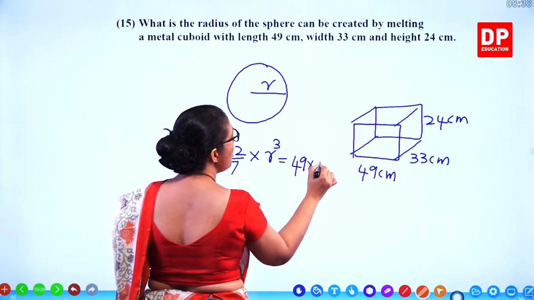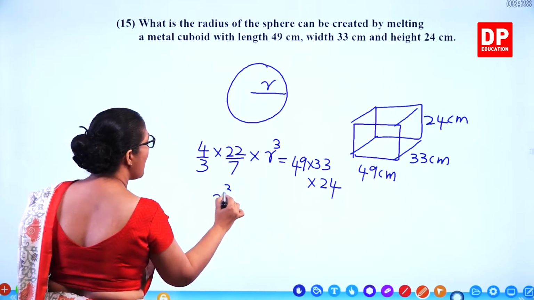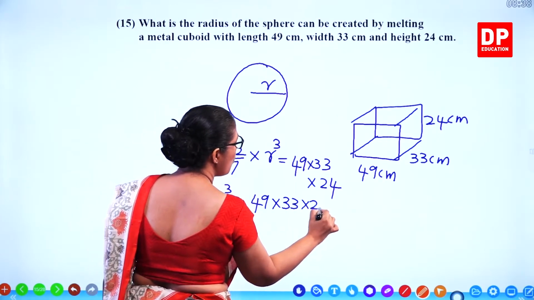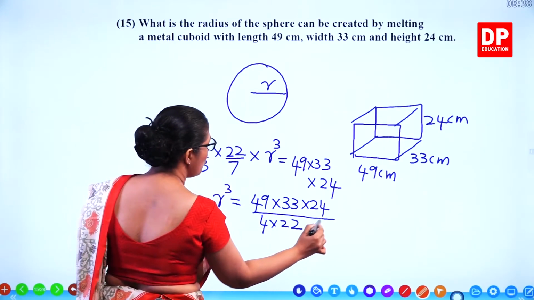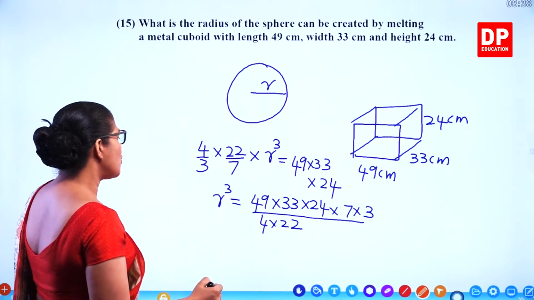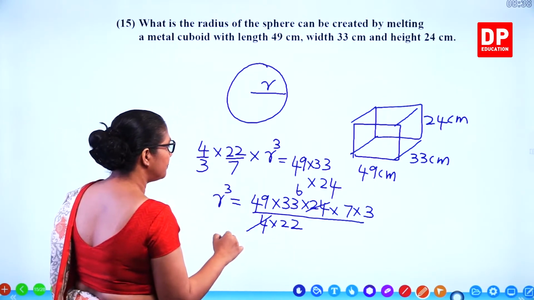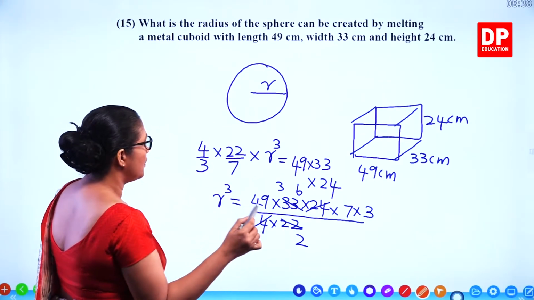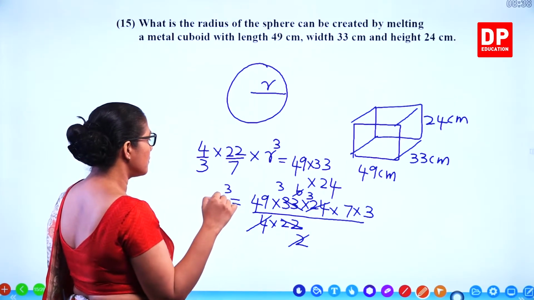R cube is equal to length into width into height. So what is r cube there? You can write 49 into 33 into 24 divided by 4, divided by 22, and you can multiply by 7 and 3. Now try to simplify. 4 with 24, that's 6. Then 11 times 2 here, 11 times 3. 2 with this 6, that's 3 again.